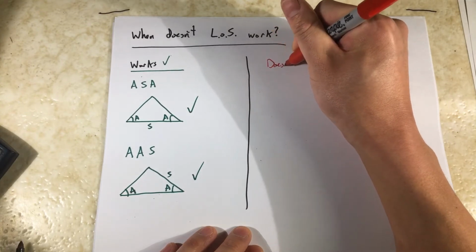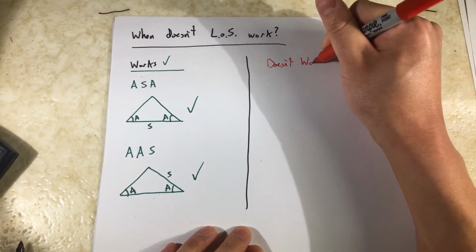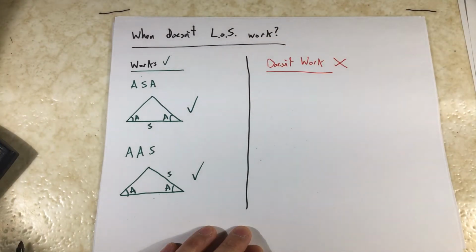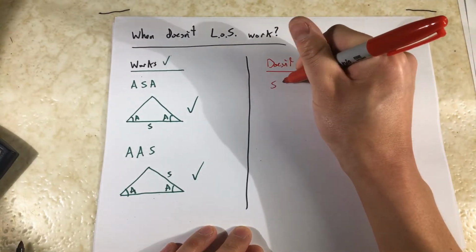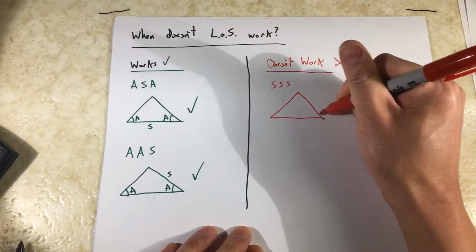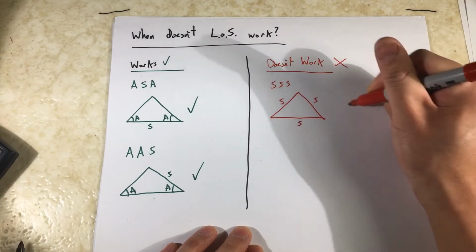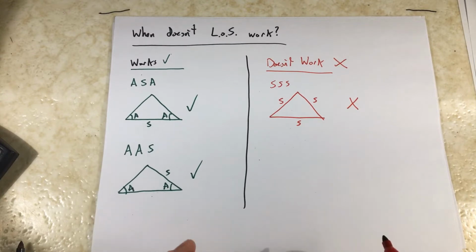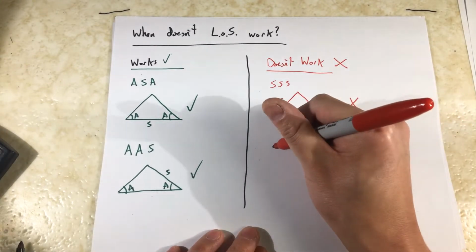So let me show you when it doesn't work. It doesn't work if they give you a bunch of sides. Let's say they gave you 3 sides of the triangle, but they didn't give you any angles. The law of sines requires an angle, so you can't do that. It requires 2 angles, so you can't do that.